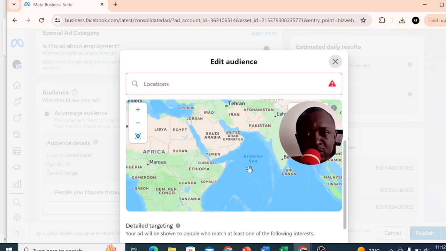So when it comes to targeting on Facebook, you need to learn how to target the right people. You need to find people who can buy, people who have the buying power.